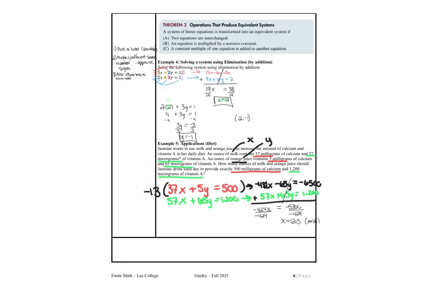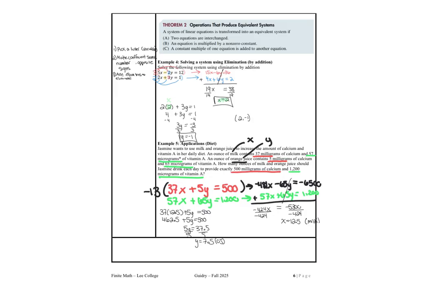To find my orange juice, I need to plug that back in. So 37 times the x, the 12.5, plus 5y equals 500. So this should be 462.5 plus 5y equals 500. Subtract the 462.5 over and you get 5y equals 37.5, and then divide by 5, and you will get that y is going to equal 7.5. And this is OJ.